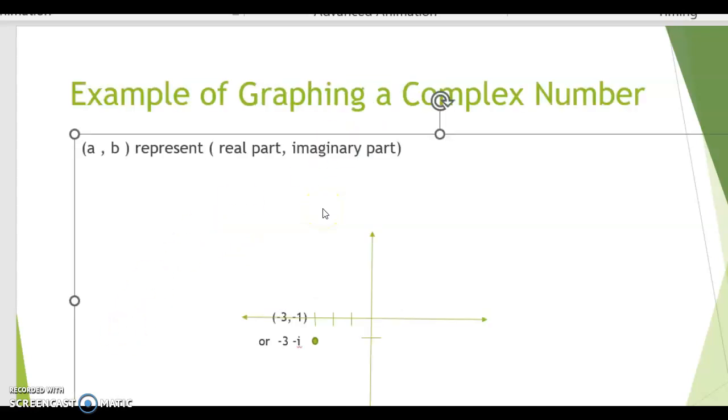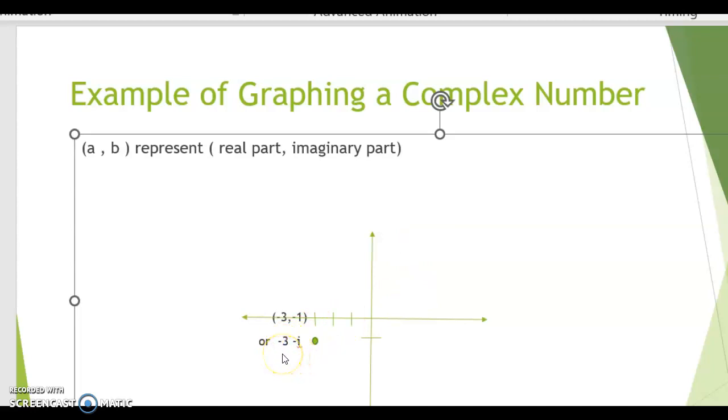Looking at an example of graphing a complex number. With the complex plane, your first coordinate is referred to as a, and it is the real part. Your second coordinate is referred to as b, and it is the imaginary part. So of course, instead of x and y, which you are familiar with in the rectangular coordinate system, it is a and b for our complex numbers.